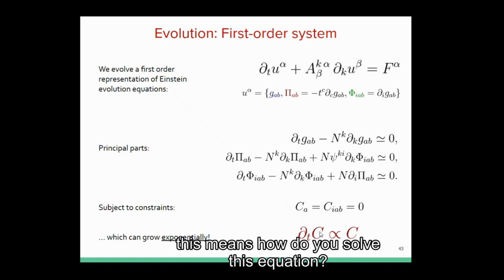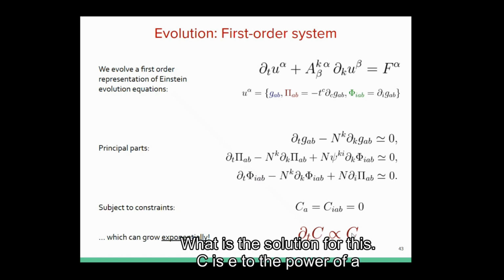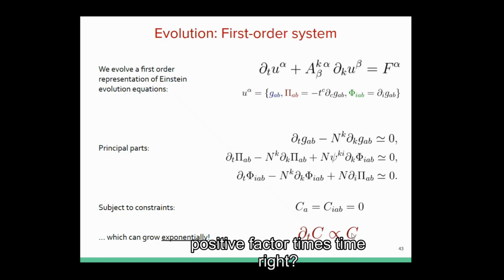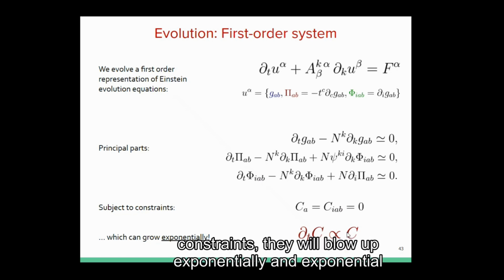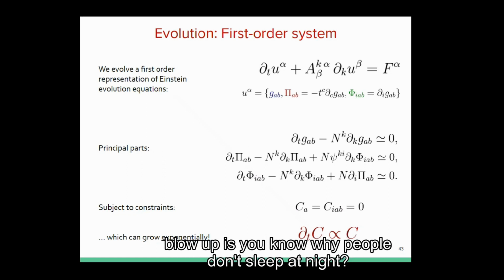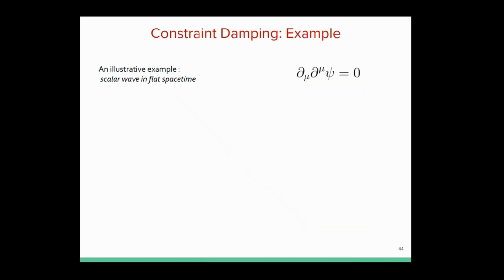this means, how do you solve this equation? What is the solution for this equation? C is e to the power some positive factor times time, right? So if you have the smallest numerical violation of these constraints, they will blow up exponentially. And exponential blow up is why people don't sleep at night. Right?